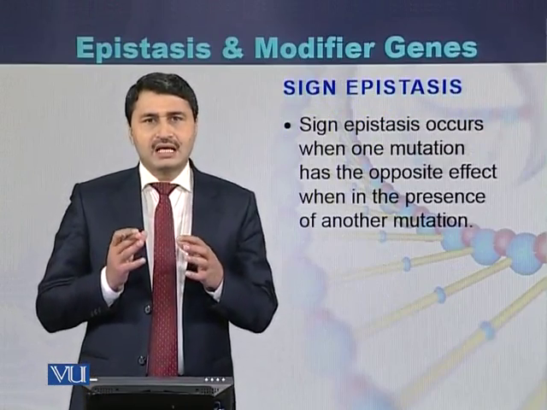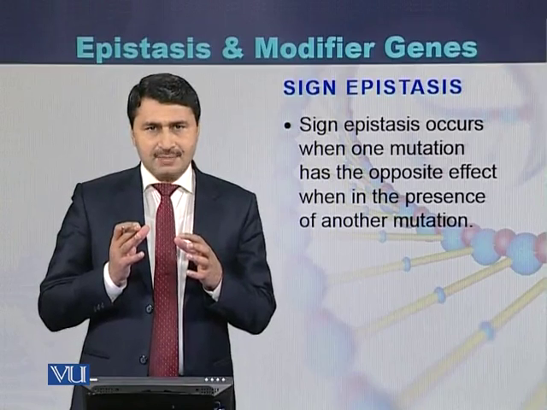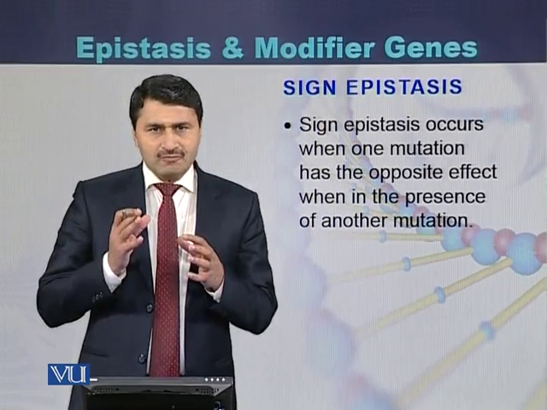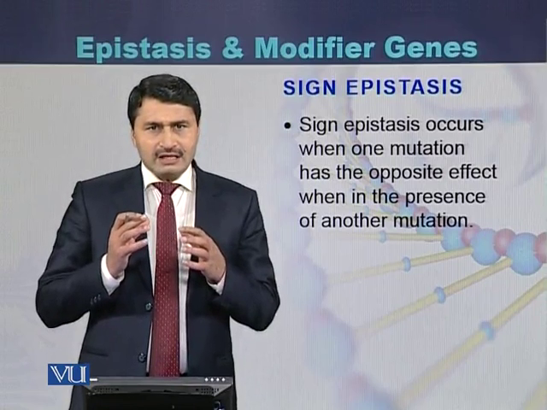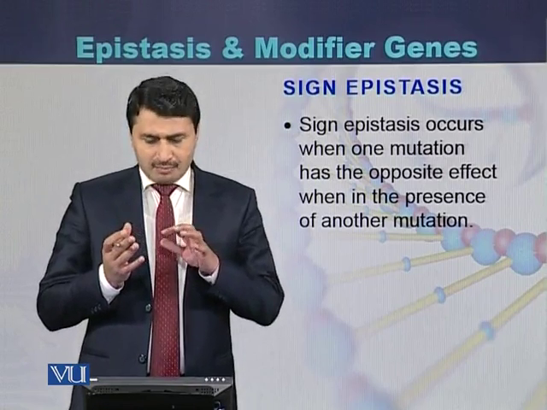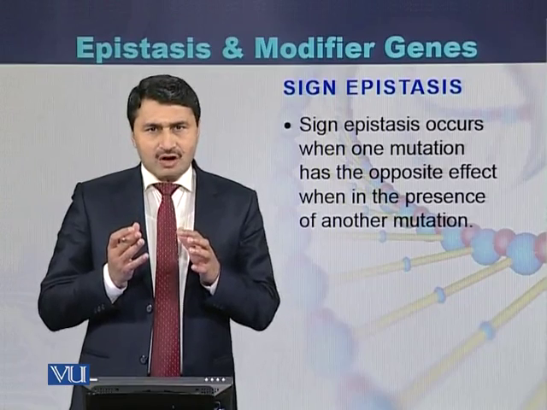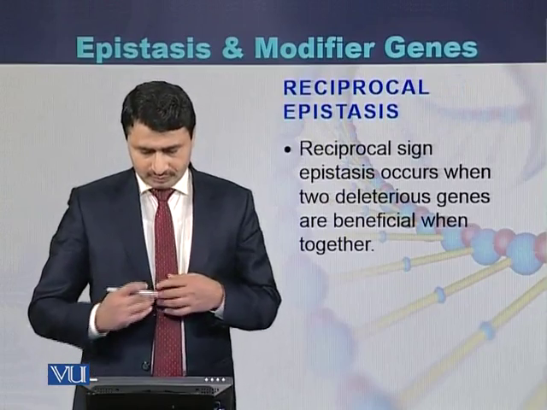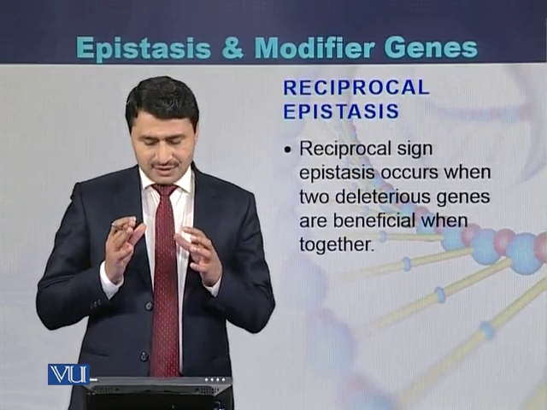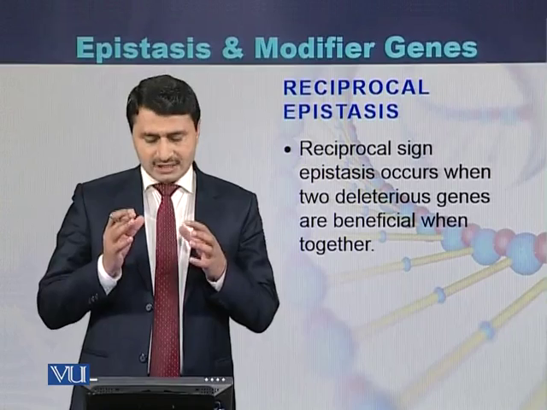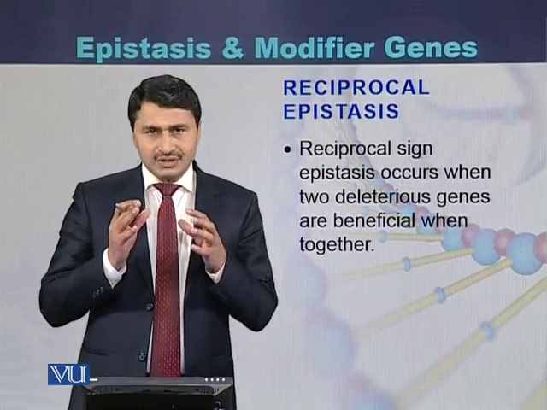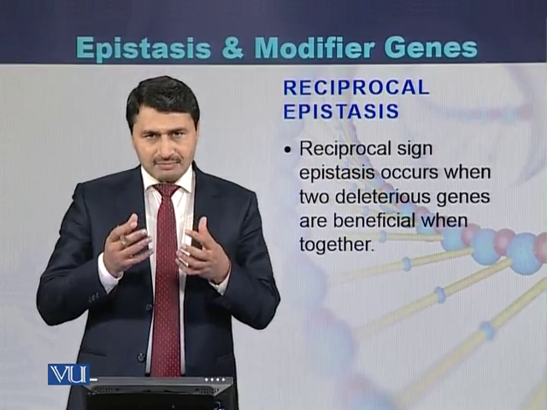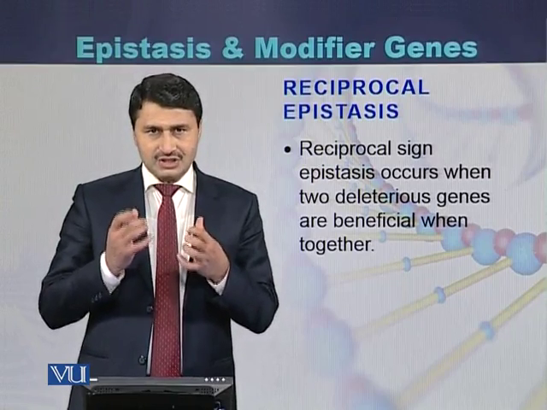Sign epistasis. Sign epistasis is epistasis in which the presence of a mutation in one gene can revert or modify the effect of the second mutation. Reciprocal epistasis occurs when two deleterious genes are beneficial for certain traits.